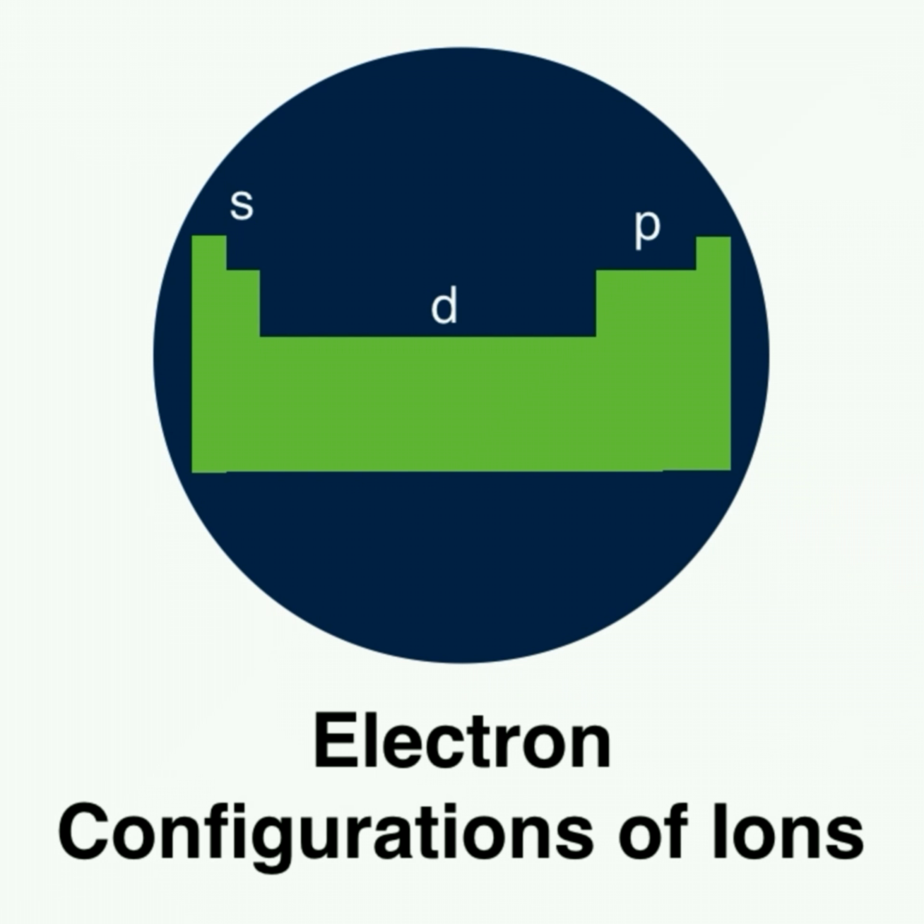In this lesson, we'll discuss how to write electron configurations of ions. Writing electron configurations for ions is very similar to writing electron configurations for atoms, but with a few minor adjustments. We'll start with drawing electron configurations for negative ions.